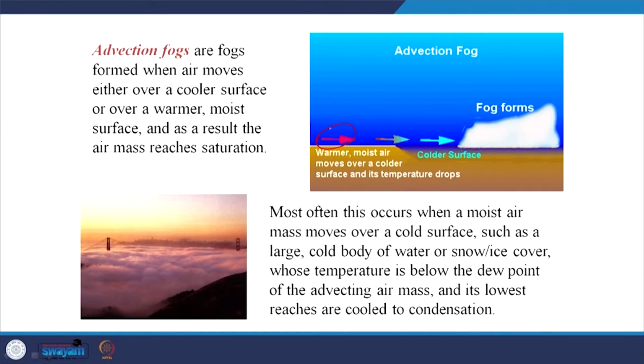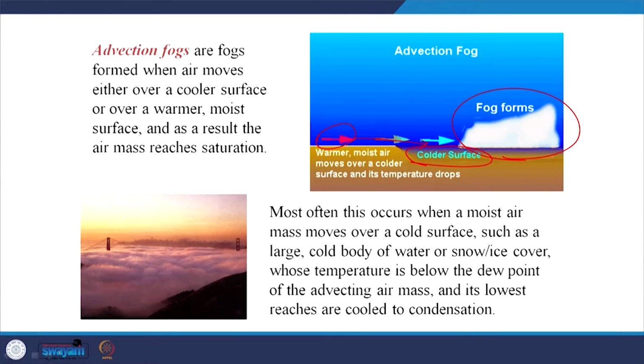So warm and moist air moves over a cooler surface and its temperature drops. It is suddenly encountering a surface which is cool in nature, so suddenly the temperature of this air mass decreases. When the temperature of this air mass decreases, it suddenly reaches saturation. Since the air is moving, advection fog is generally formed at a point which is not cool. Rather, due to the movement, the fog is formed here.